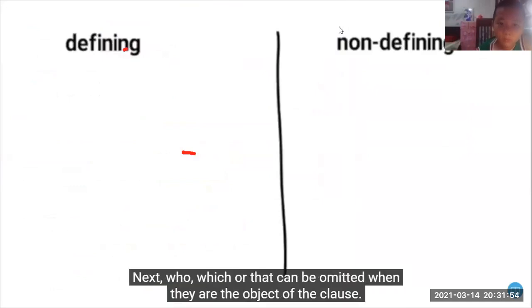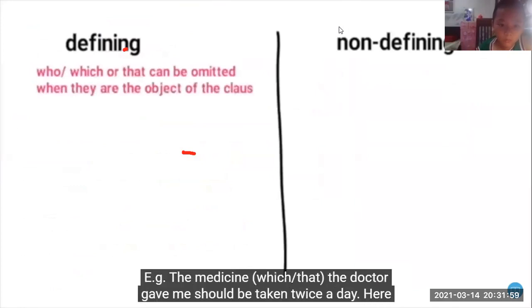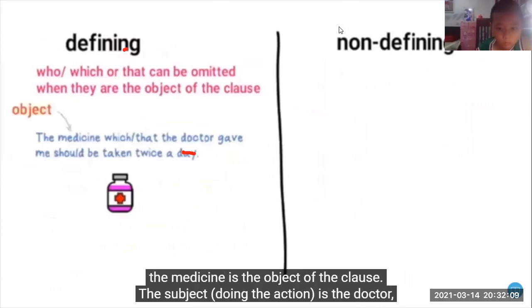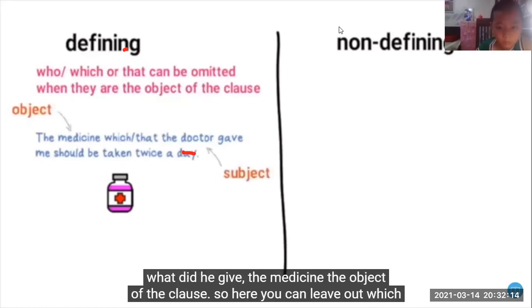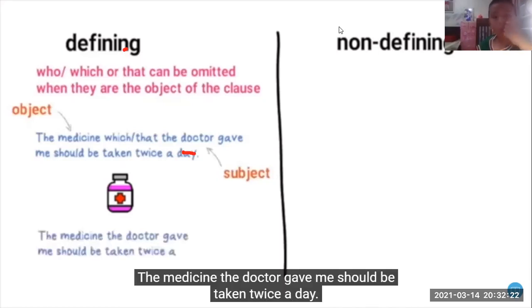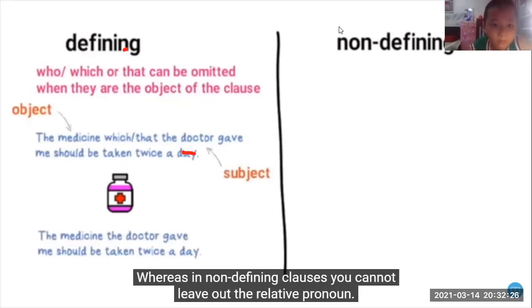Next, who, which, or that can be omitted when they're the object of the clause. The medicine, which or that the doctor gave me, should be taken twice a day. Here the medicine is the object of the clause. The subject doing the action is the doctor. What did he give? The medicine, the object of the clause. So here you can leave out which or that and just say, the medicine the doctor gave me should be taken twice a day. Whereas in non-defining clauses, you cannot leave out the relative pronoun.